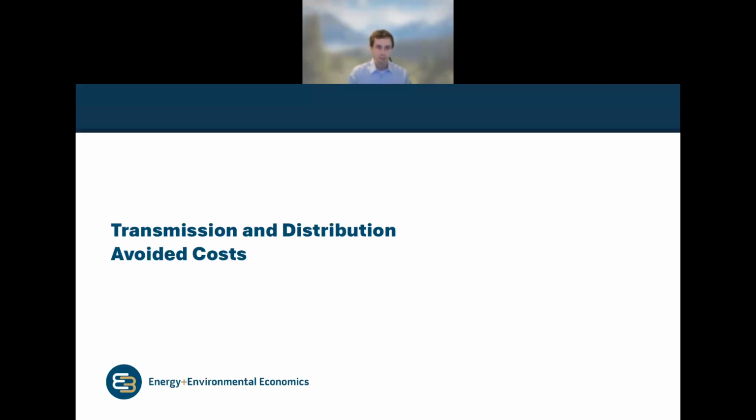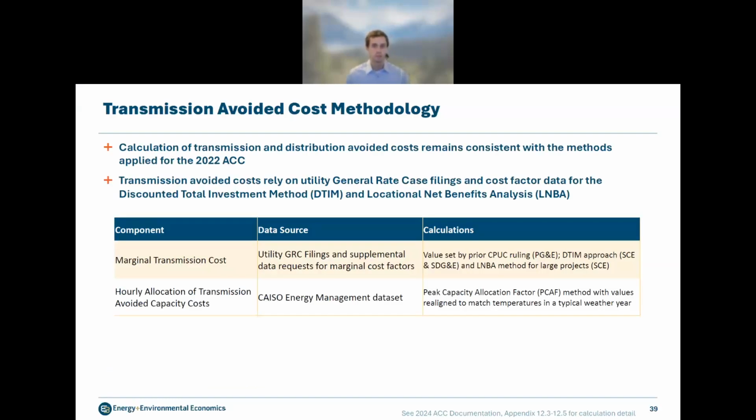You mind changing the next slide, please? Thanks. So both the transmission and distribution avoided cost methodologies remain generally unchanged from the 2022 ACC. I apologize, I don't have anything quite as exciting as the integrated calculation to show you. But the transmission avoided costs in particular rely heavily on utility general rate case, or GRC, filings with some supplemental transmission planning and cost factor data obtained from the utilities, as well as some of the load data from the CAISO EMS data set, as well as load forecasts from IEPR.